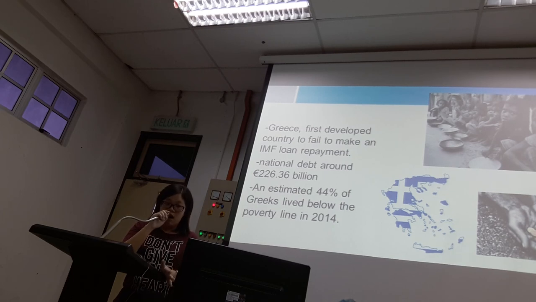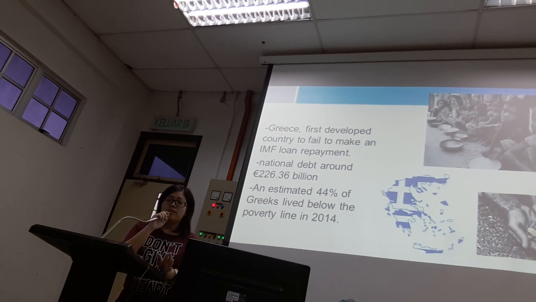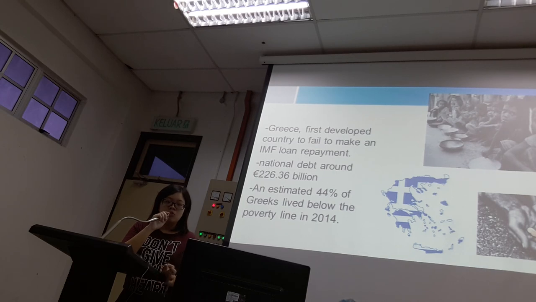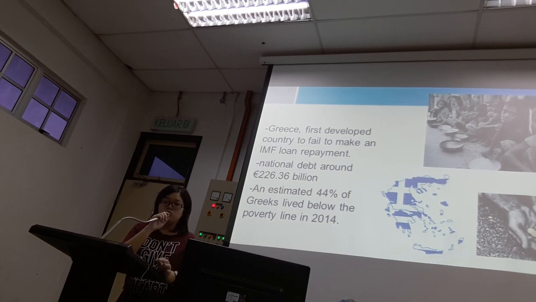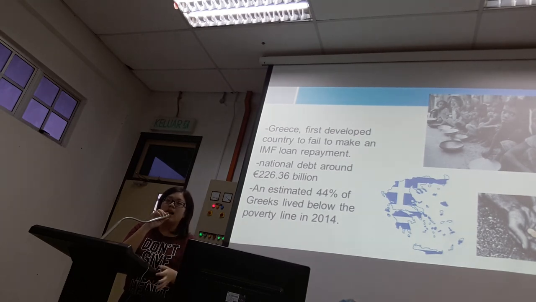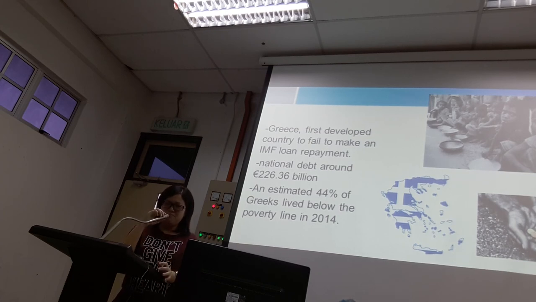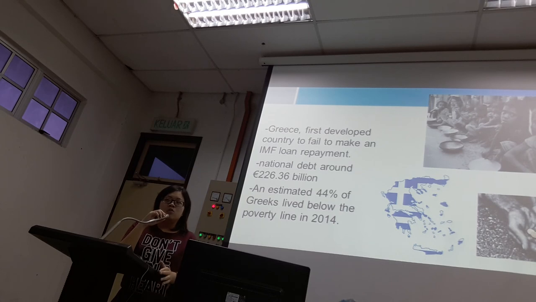Their national debt is around 226.36 billion euro. This is quite a big number and quite a big debt for the country to pay back. There is an estimate that 44% of Greece lived below the poverty line in 2014. That means that out of 10 people, 4 to 5 people suffer from poverty. This is a very serious issue that needs to be solved by their country. And we can see that the national debt can really cause poverty. So now I will pass the presentation to Li Yuxi.